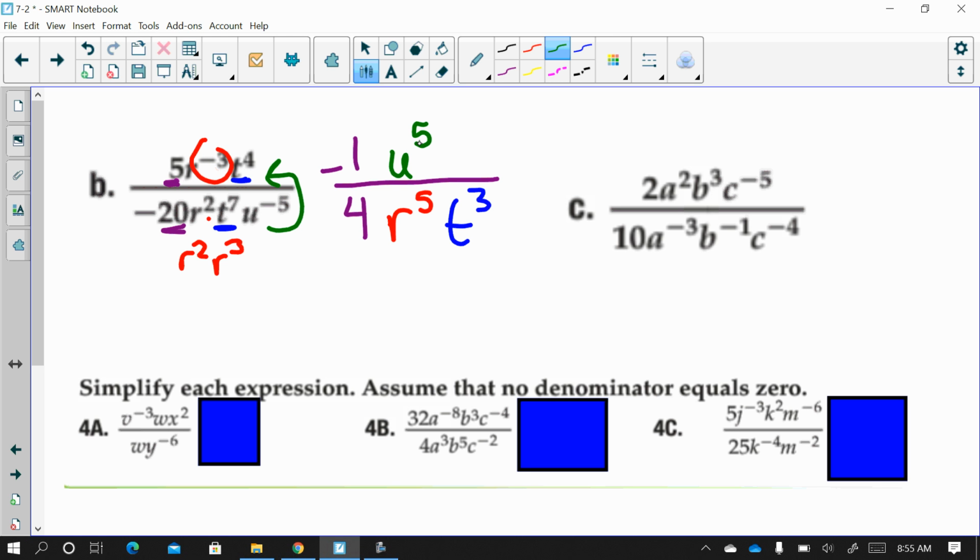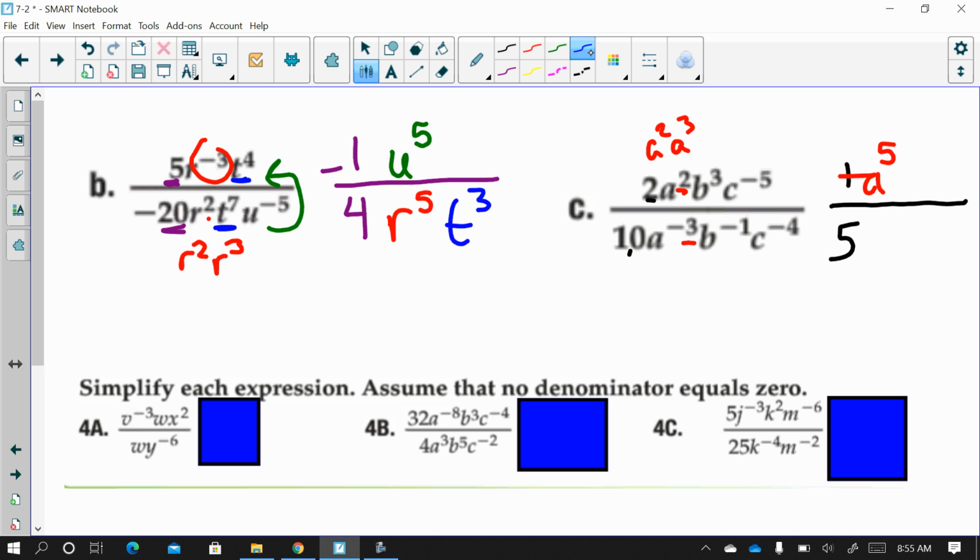Okay, let's look at letter C. Again, I'm going to do a big fraction bar because I know I'm going to have a fraction. Start with my coefficients. 2 over 10. That reduces to 1/5. Okay, let's focus on our a's. A squared, a to the negative 3. I don't like negative 3, so he comes up, and I really have a squared, a cubed, which becomes a to the 5th.